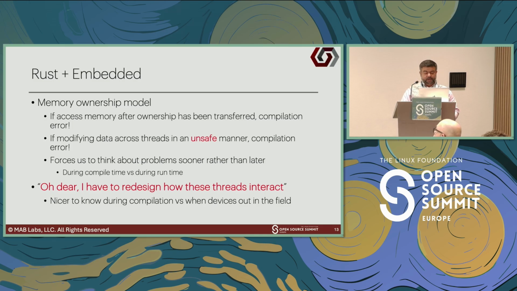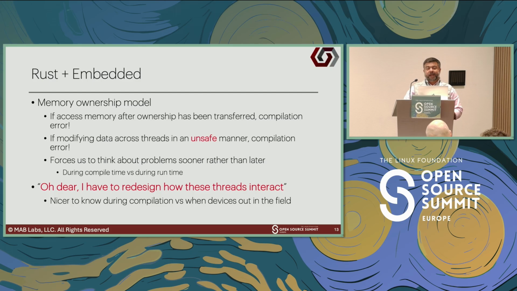Some examples of this: if you try to access memory after ownership has been transferred, you're going to get a compilation error. You can transfer ownership of a particular variable from one owner to another, and if you try to use that variable again after ownership has been transferred, the compiler is going to notice that and throw an error that you can't do that. Also, if you're modifying data across threads in an unsafe manner, there's a compilation error.